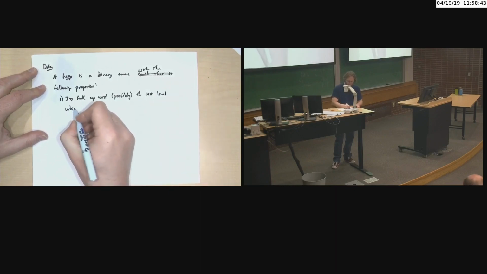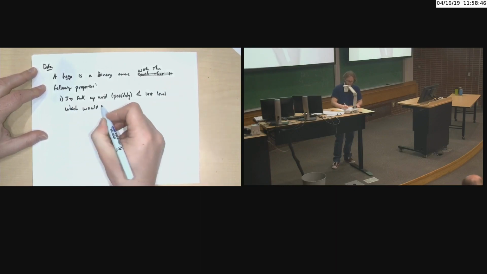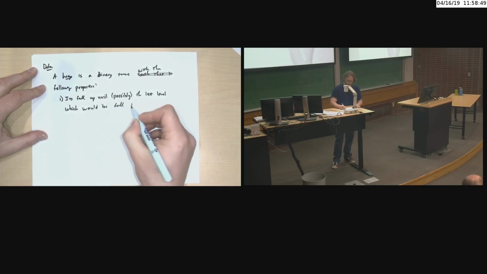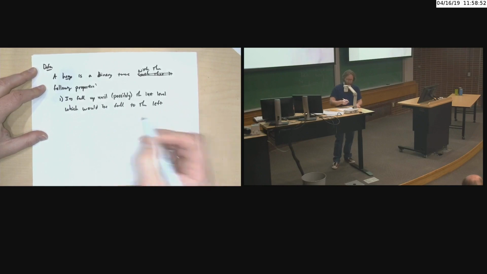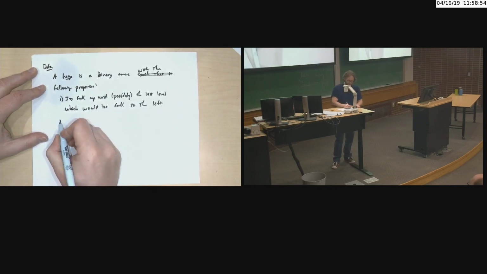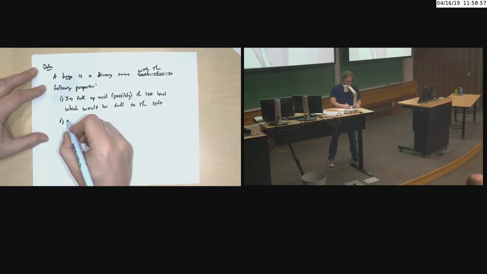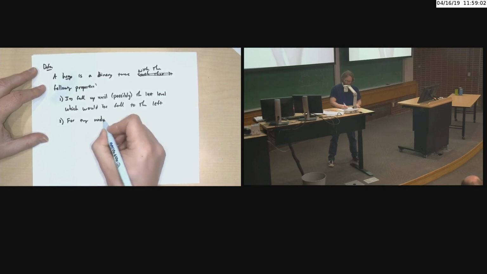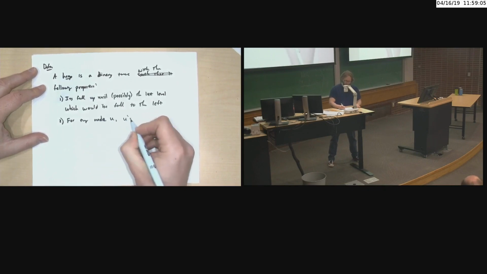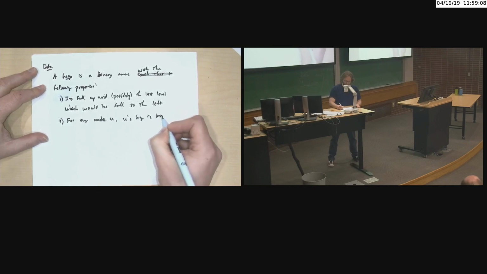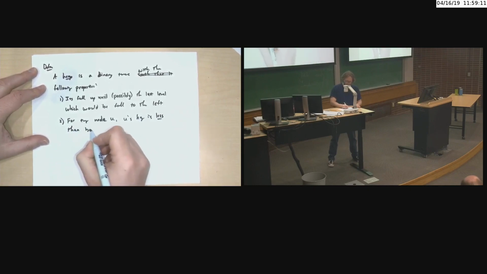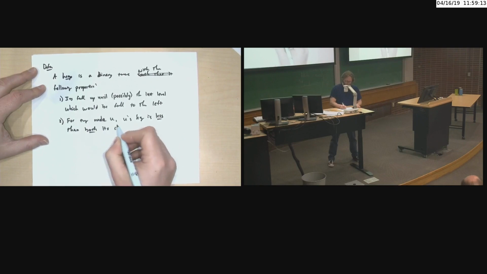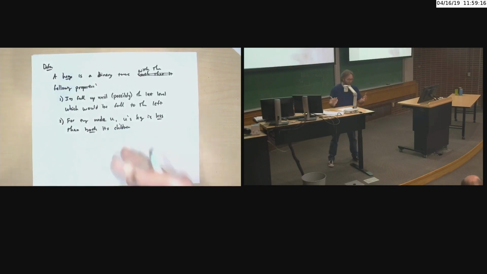which would be full to the left. And I'll draw you a picture of what this means in a second here. 2, for every node U, U's key is less than both its children. Or if it only has one child or no children, then by definition it's less. Okay.